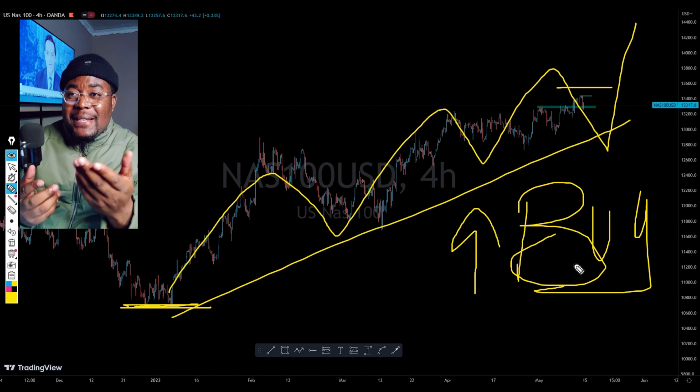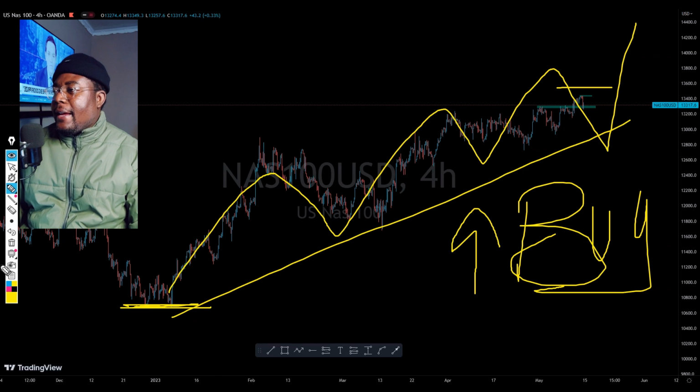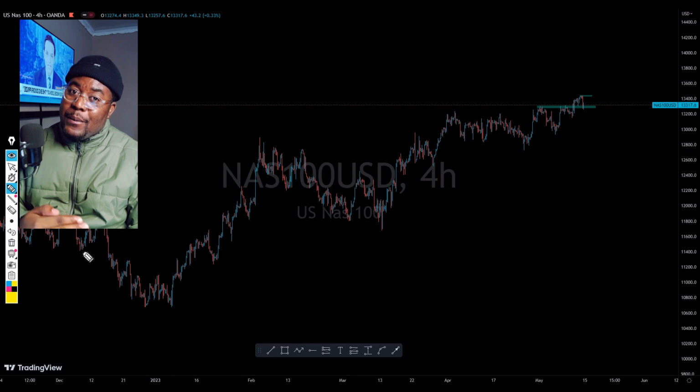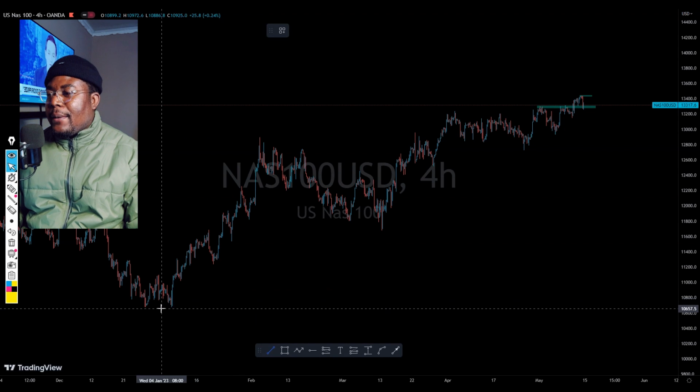With my strategy, I have to draw a support line, or a resistance line if the market was going down, right? So what I'm going to do is draw my support line here.